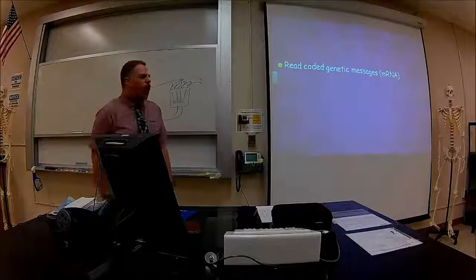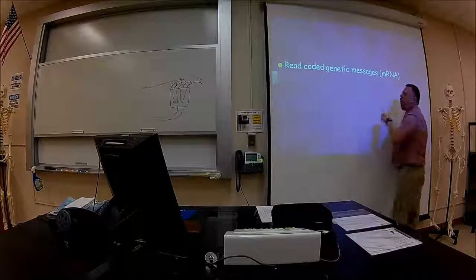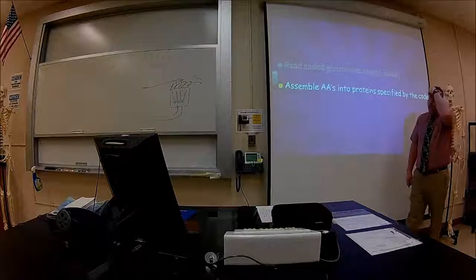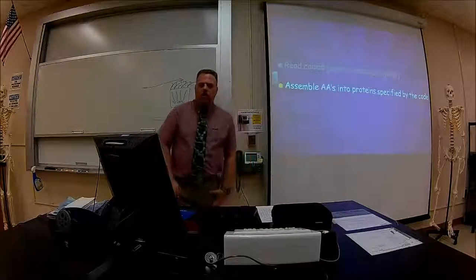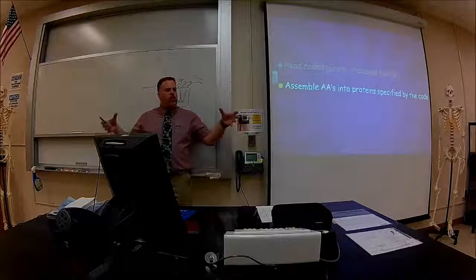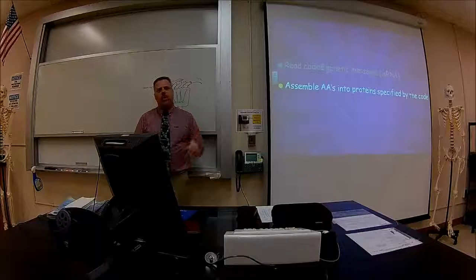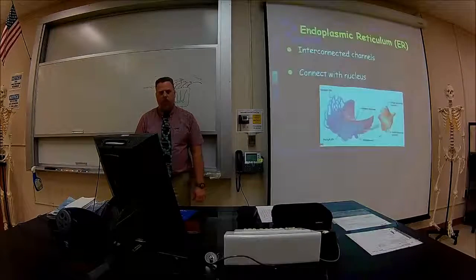We also have other RNAs. mRNA is going to read coded genetic messages. And when we get into it after the break, we'll talk about those. Our ribosomes are going to assemble. AA is amino acids, and they're going to take amino acids and put them all together, and you're going to have proteins. So that's what ribosomes are going to do. They're going to take the amino acids and make proteins out of them.